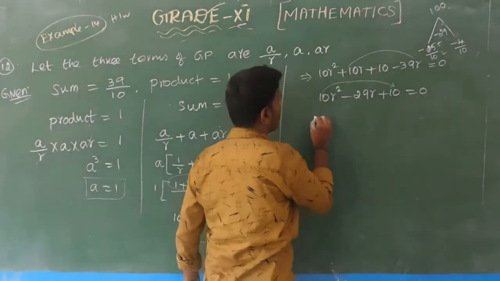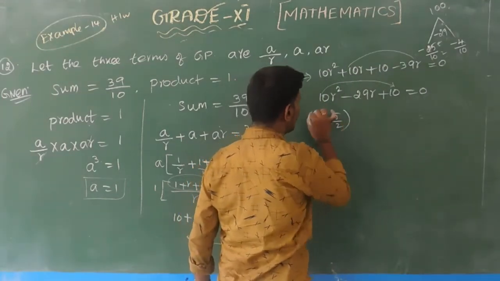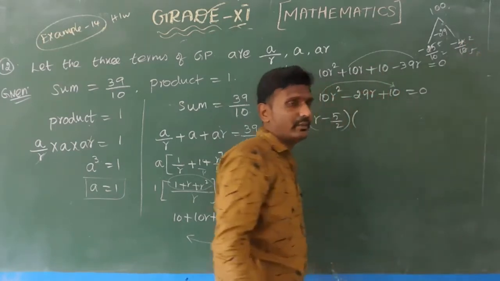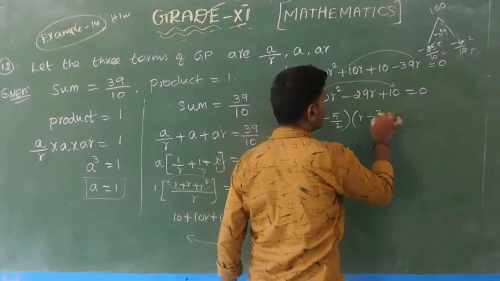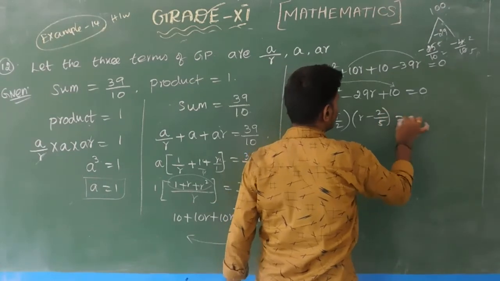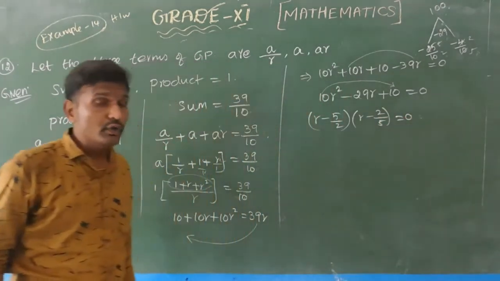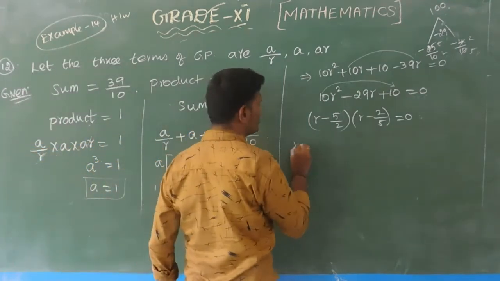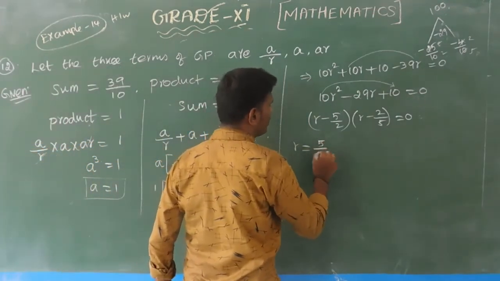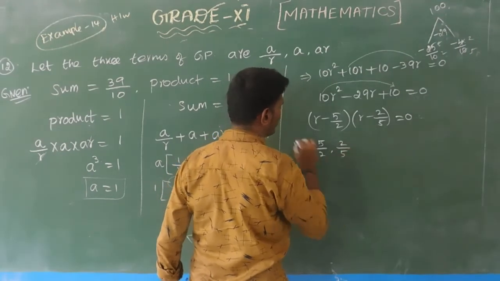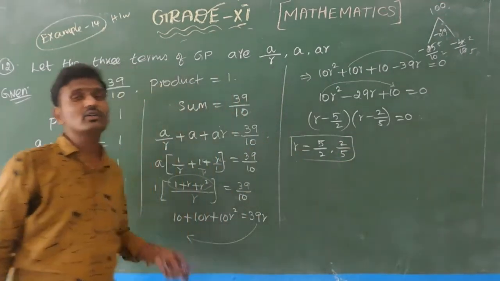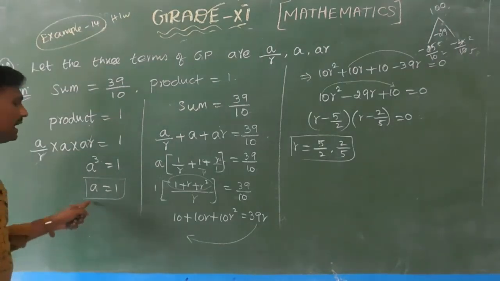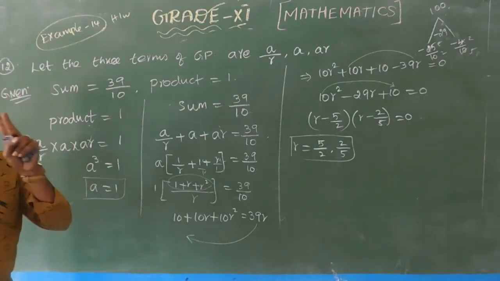So r minus 5 by 2 into r minus 2 by 5, which is equal to 0, and there also 2 2s are 4, 5 2s are 10. Now we are going to get the two values of the ratio r. r equal to 5 by 2, comma, 2 by 5. For that we need to substitute a equal to 1, and r has two values.